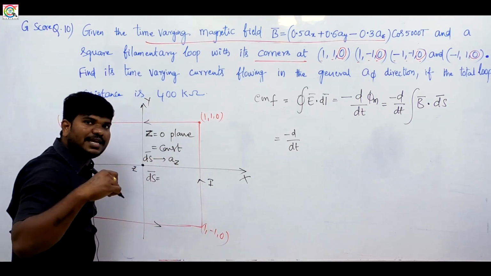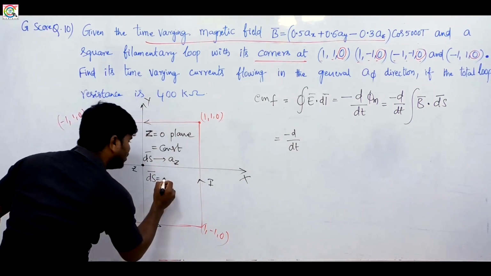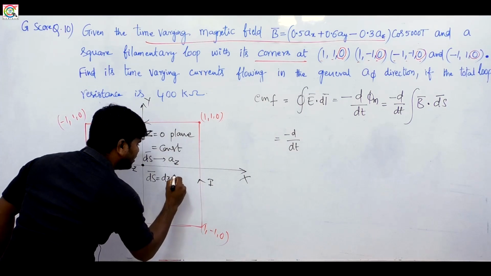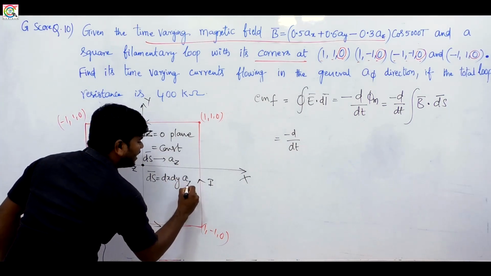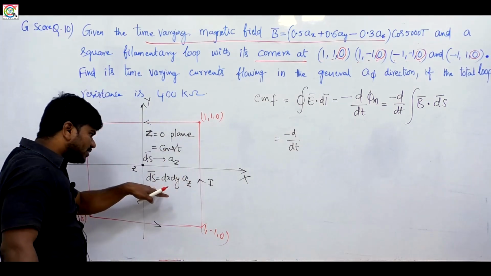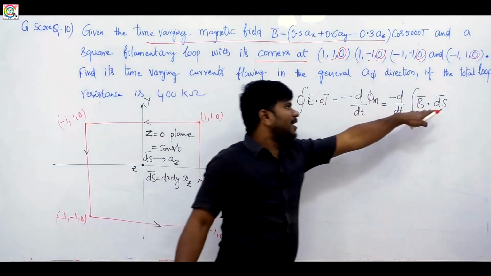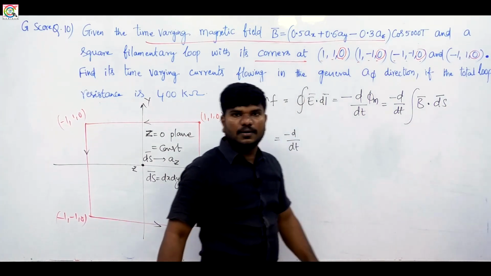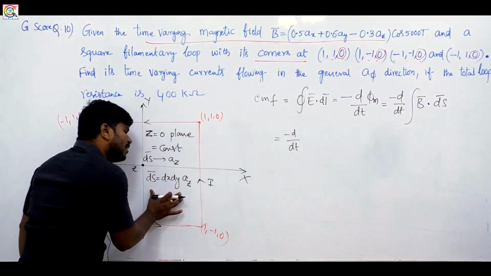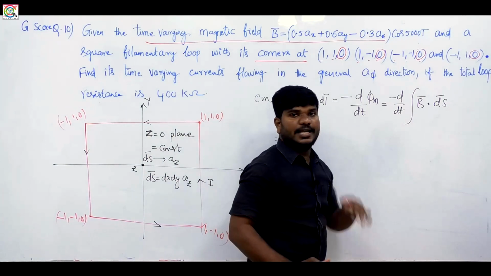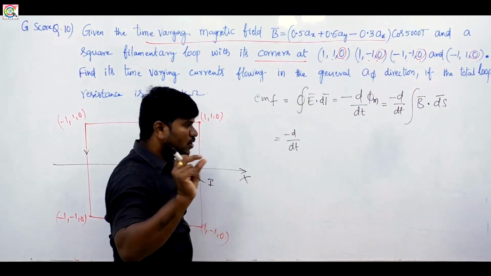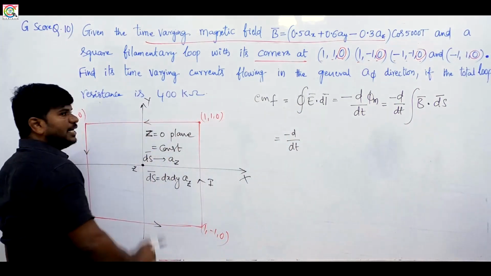Now what is the surface area? dx dy, right? So the ds will be dx dy. Now what is the direction? az. So this is the value you have to put in place of ds bar, right? So this is how to find the ds bar component.